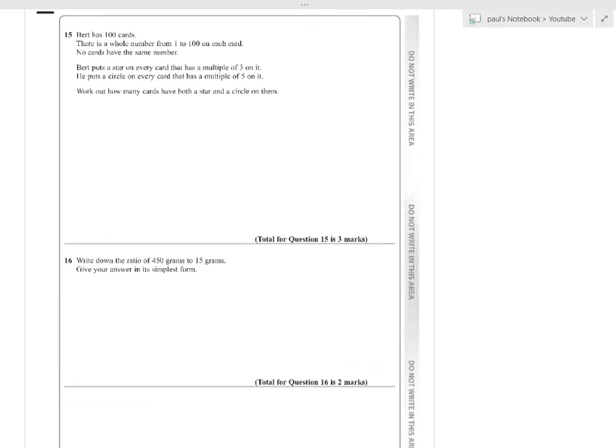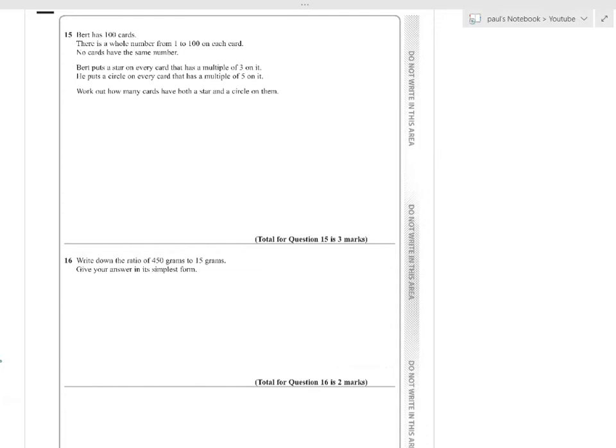Right, so what have we got up here? Now, we've got question 15. Bert has 100 cards. There is a whole number from 1 to 100 on each card. No cards of the same number. Bert puts a star on every card that has a multiple of 3. He puts a circle on every card that has a multiple of 5. How many cards will both have a star and a circle?